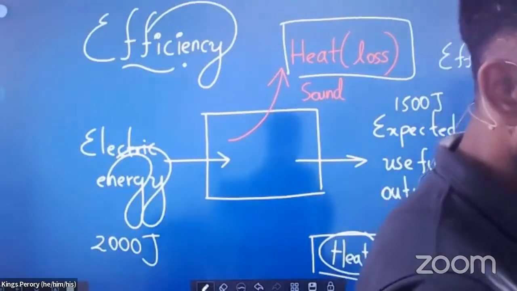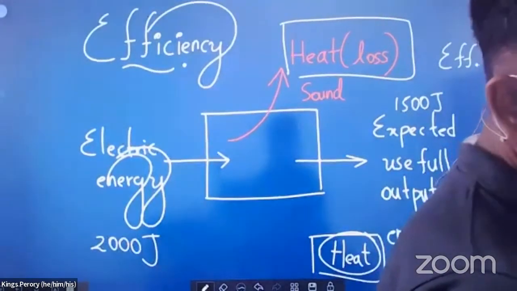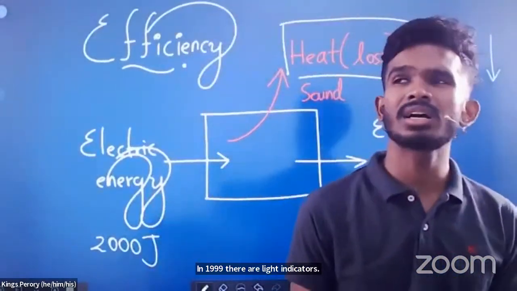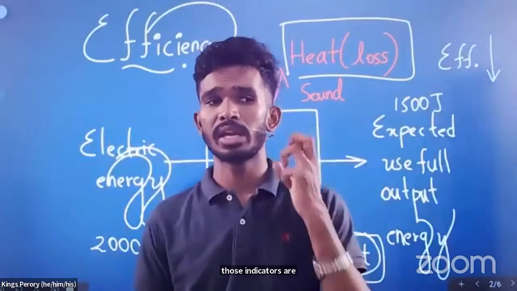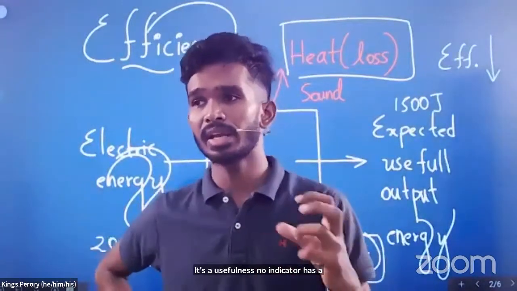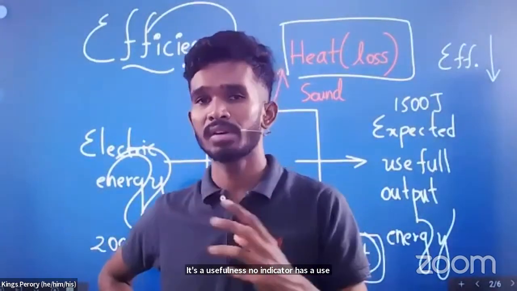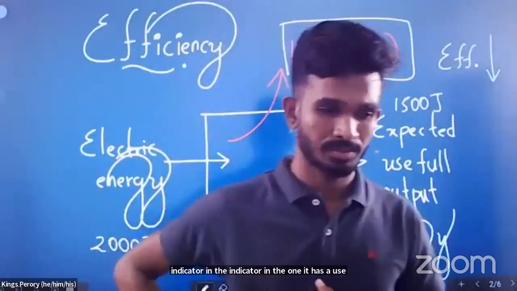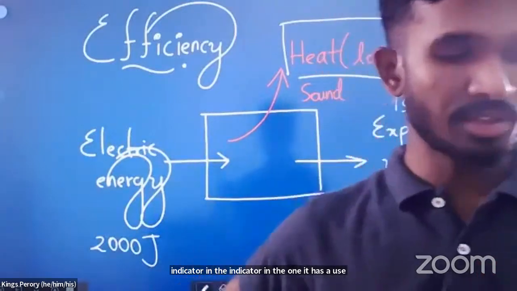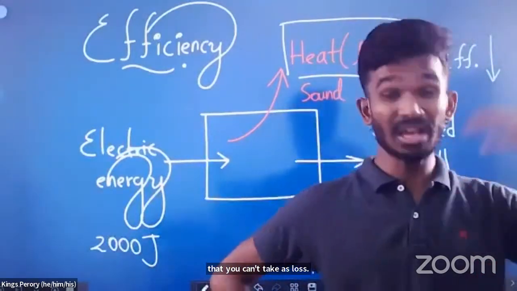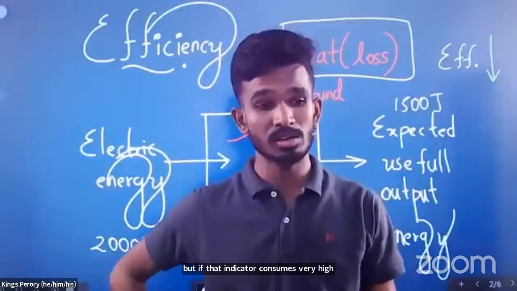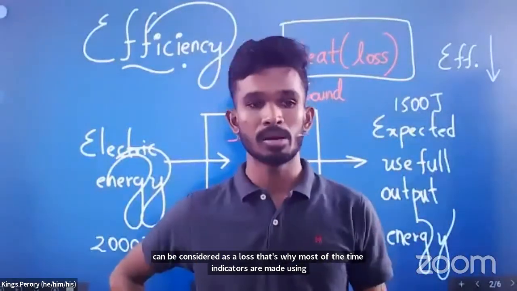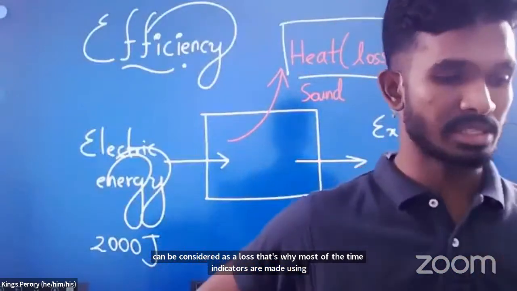In an oven and an iron, there are light indicators. Can we take those as wastage? No, an indicator has a use, so you can't take it as loss. But if an indicator consumes very high power, then it can be considered a loss. That's why most of the time indicators are made using neon or LED bulbs, so that the loss is less.